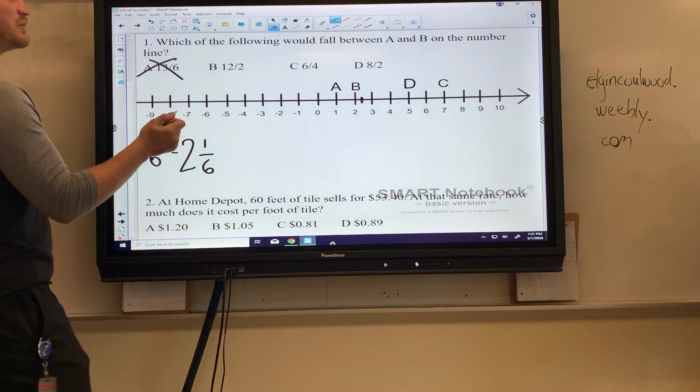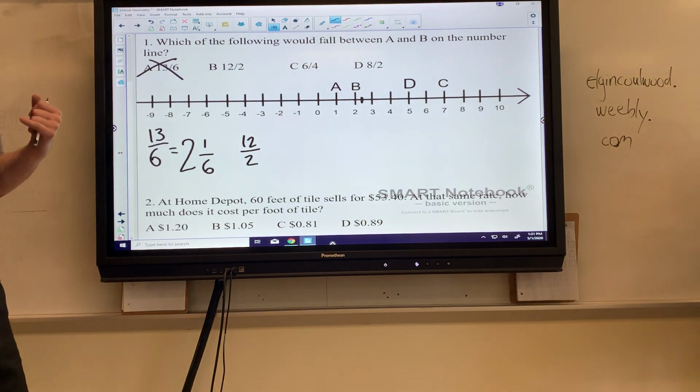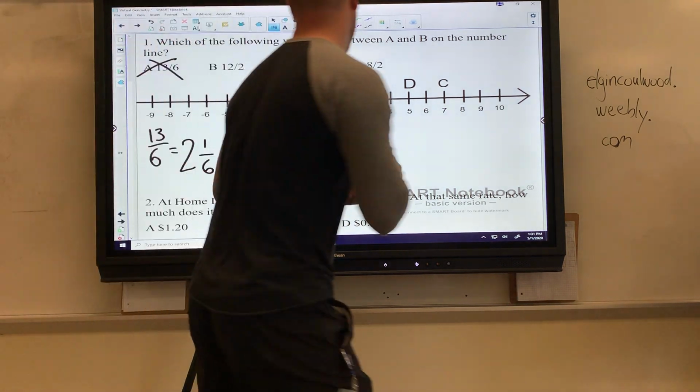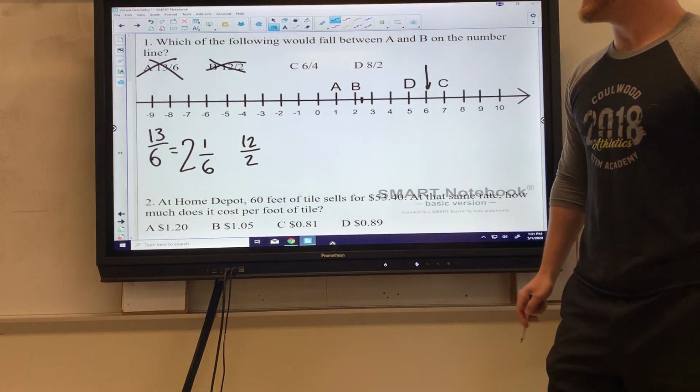Looking at B, we have 12 over 2. That one we don't really have to convert because we know 12 over 2 means 12 divided by 2, and 12 divided by 2 is 6. That's way over here. So B won't work.